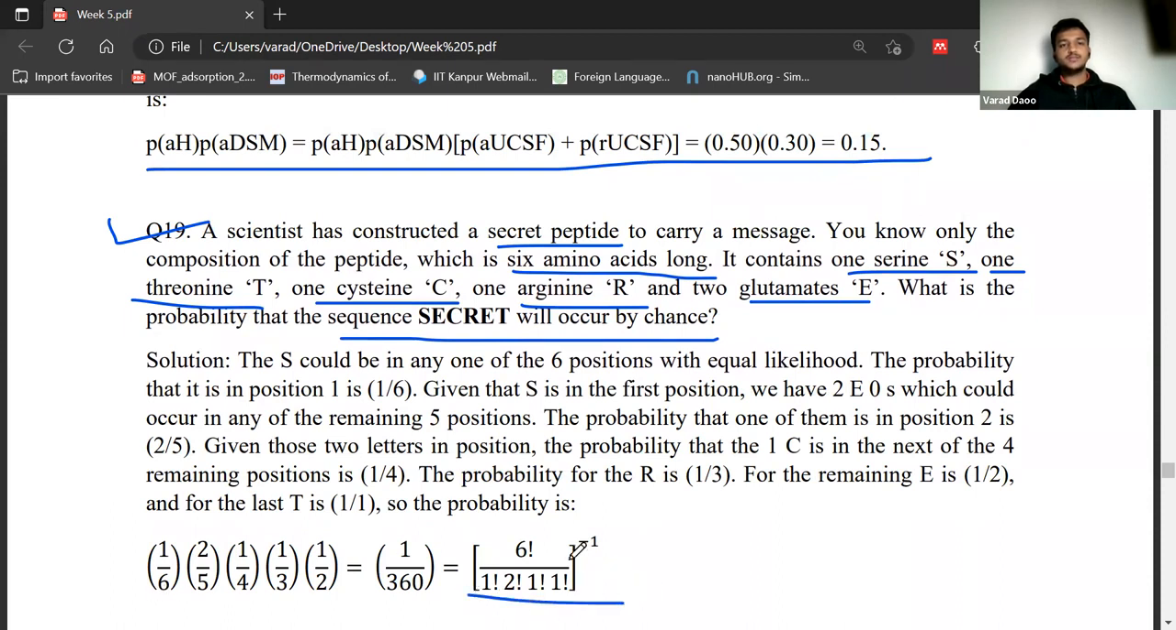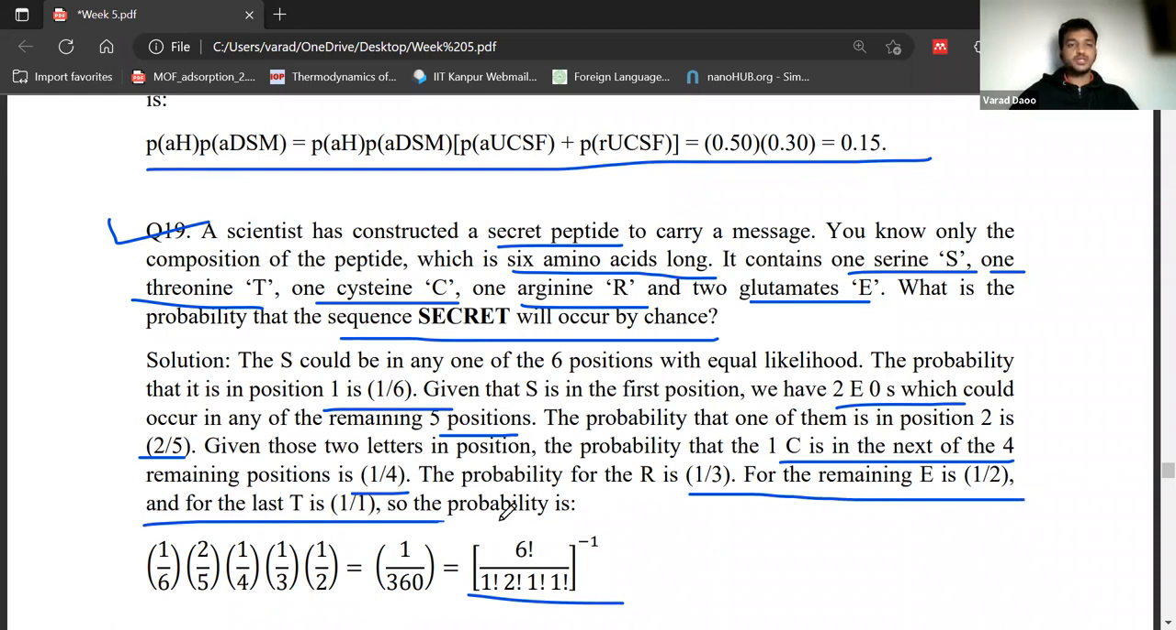So this is the answer, right? The serine could be in any one of the six positions with equal likelihood. The probability that it is in position 1 is 1 by 6. Given that S is in the first position, we have two E's which could occur in any of the remaining 5 positions. The probability that one of them is in position 2 is 2 by 5. Given those two letters in position, the probability that C is in one of the 4 remaining positions is 1 by 4. The probability for R is 1 by 3. For the remaining E, it is 1 by 2. And for the T it is 1 by 1.